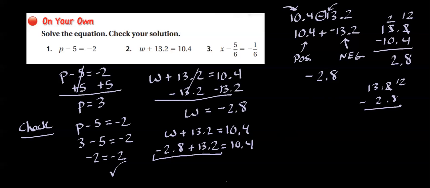And I'm going to do a little bit of borrowing here. 12 minus 8 is 4. Bring the decimal straight down. 2 minus 2 is 0. Drop this 1 down. And there's more in the positive than in the negative here. And it looks like my check worked out fine. 10.4 equals 10.4. One last problem, x minus 5/6 equals negative 1/6.